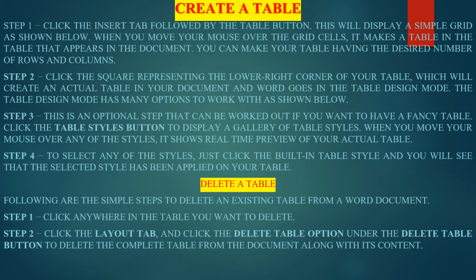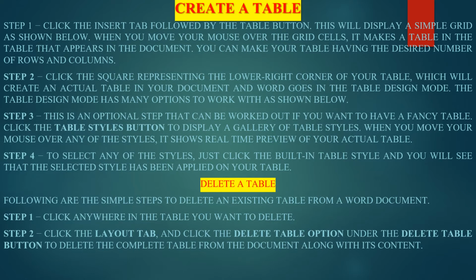Create a table. Step number 1. Click the Insert tab followed by the Table button. This will display a simple grid as shown below. When you move your mouse over the grid cells, it makes a table in the document. You can make your table having the desired number of rows and columns.